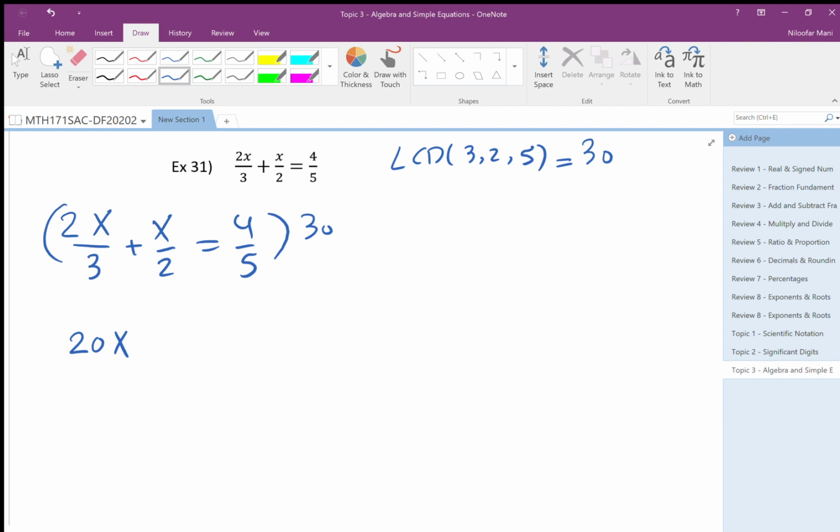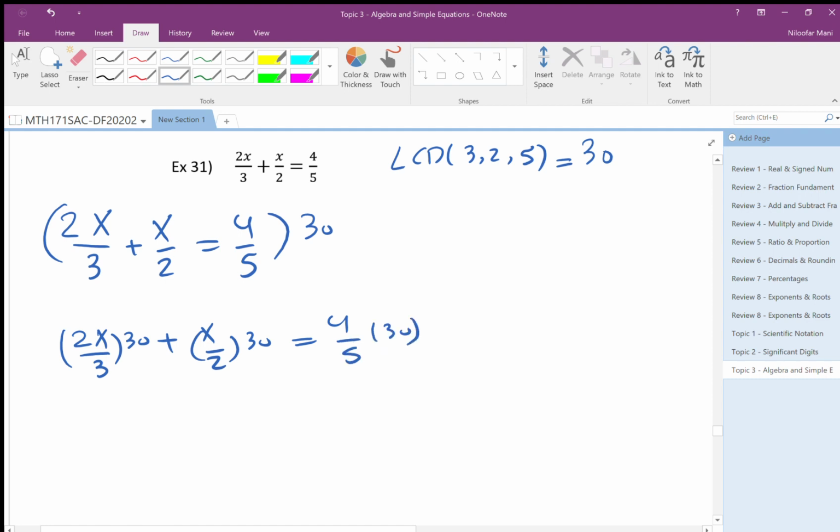Okay, plus 30 divided. So maybe I do it step by step here. Okay, so it is 2x over 3 multiplied by 30, plus x over 2 multiplied by 30, equal 4 over 5 multiplied by 30. Remember, multiply by 30 just with the top, not the top and bottom. This is a mistake I see sometimes.